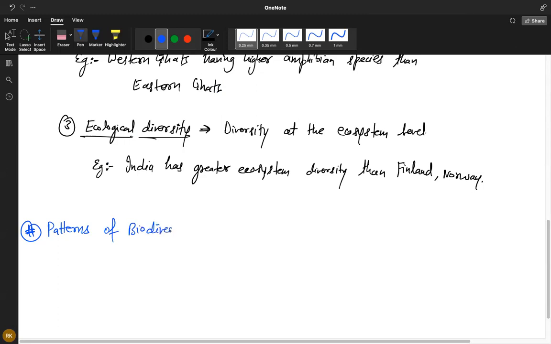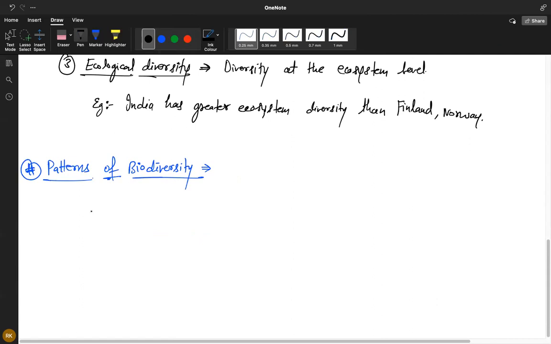It simply means, first, to figure out the pattern, we have to understand what are the factors that can lead to a greater biodiversity or a lesser biodiversity. So as I said, I gave you an example of India having greater ecosystem diversity than Finland or Norway or Europe in general. So this also means that India will have a greater number of species for every kind of organism, like greater species number for plants, greater species number for amphibians, reptiles, mammals, birds, right? But why is that? Because one factor that governs it is the latitudinal gradient. Okay. So what is latitude?